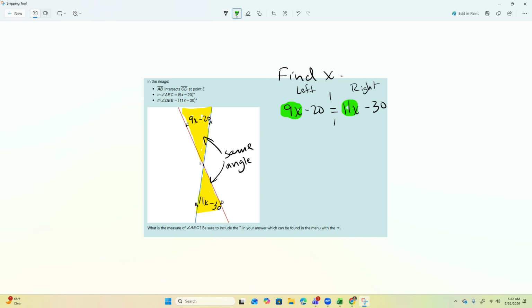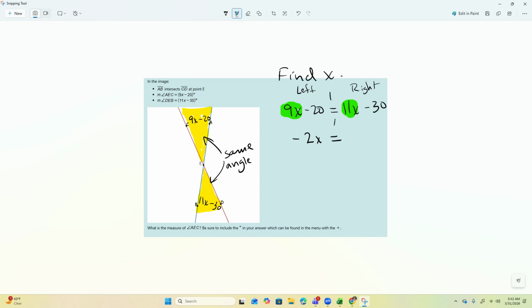What we're going to do is subtract like terms here. I'm going to take the 9x and subtract the 11x. You can use a calculator. 9 minus 11 gives me negative 2. So I'm going to write here negative 2, and they had the x in common. Then I'm going to put the equal sign.